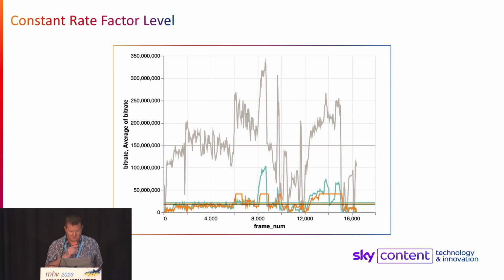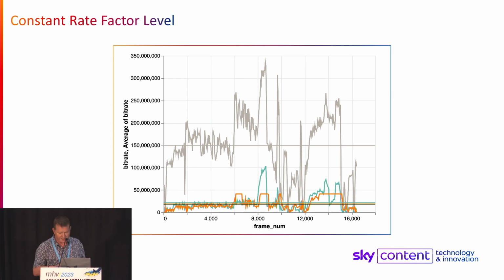This graph needs a little bit of an explanation. What we're actually showing, if we look at the example here, is that the constant rate factor 10 is shown in gray, and the constant rate factor 23 is shown in the teal blue color. We're trying to show various different scenarios. The capped VBR is shown in orange, and the CBR is shown in green at approximately 18 megabits per second.